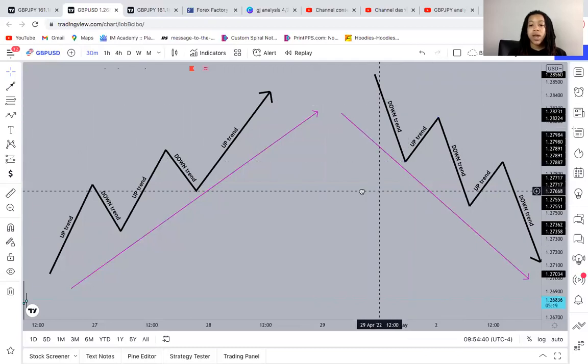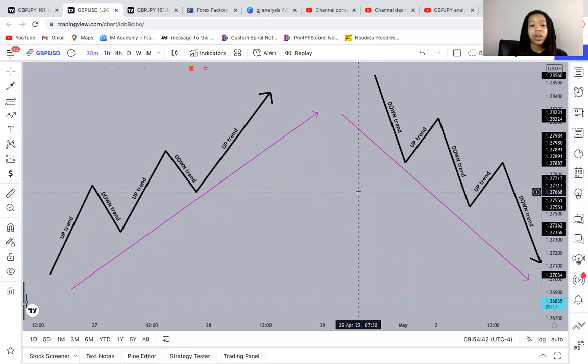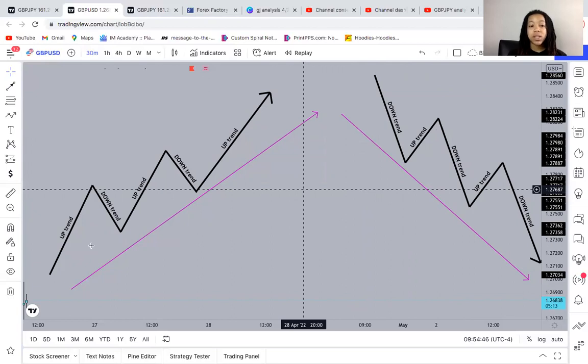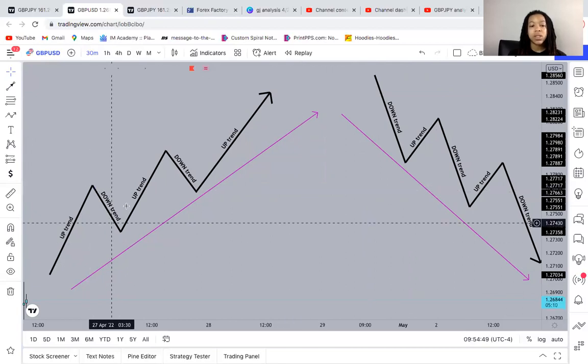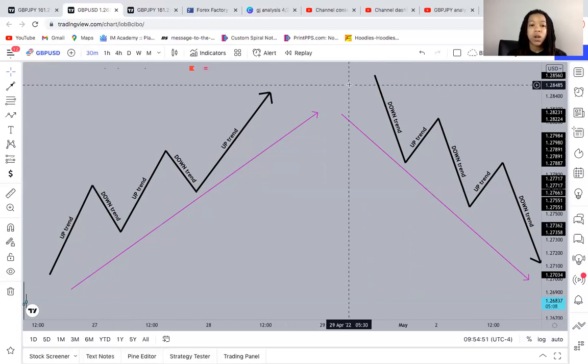All right, so that is market structure and understanding that each move is going to consist of smaller moves inside of it. I hope y'all understood this.